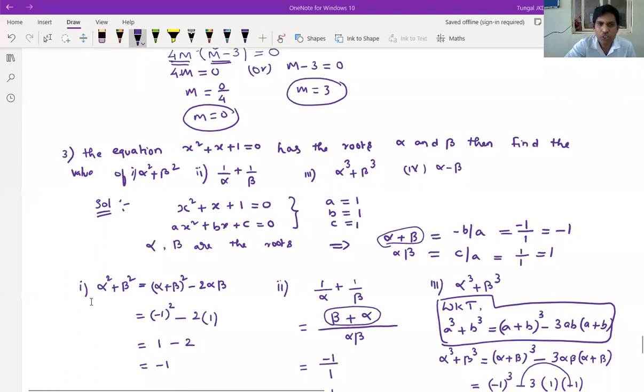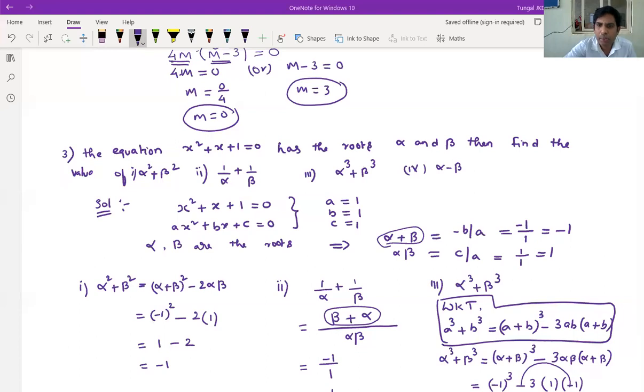One by one we have to observe. First question, alpha square plus beta square. So alpha square plus beta square, how to write? Nothing but alpha plus beta whole square minus 2 alpha beta. I think it is clear. You can expand a plus b whole square, and if you replace here, we'll get LHS and RHS the same. Like that also you can find. So alpha plus beta value minus 1. Minus 1 whole square is plus 1, 2 into 1 is 2. 1 minus 2 value how much? Minus 1.